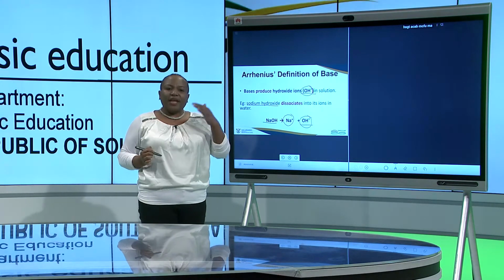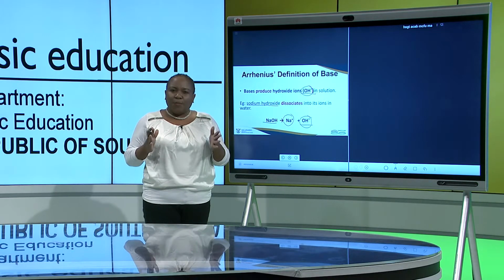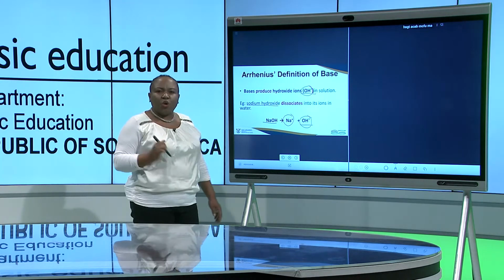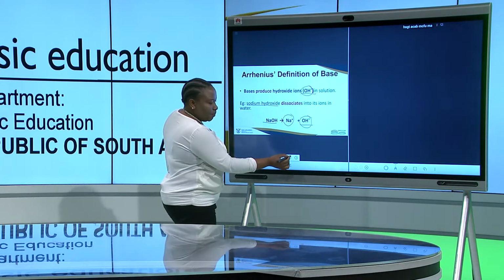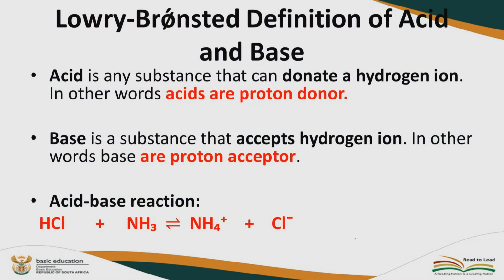Now let's move to the next principle, because as I said, we are going to look at two principles, which are the Arrhenius principle and the Lowry-Bronsted principle. What does the Lowry-Bronsted principle say? According to the Lowry-Bronsted principle, an acid is any substance that can donate a hydrogen ion. In other words, acids are proton donors. What do we mean by a proton?